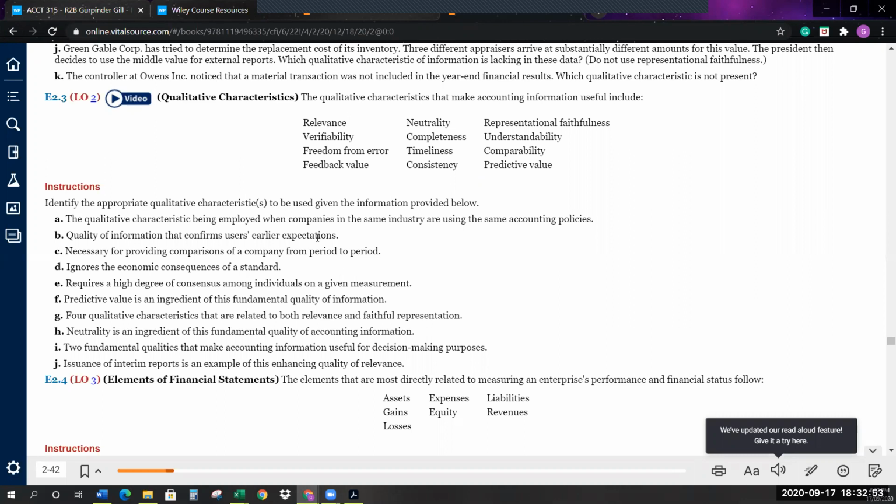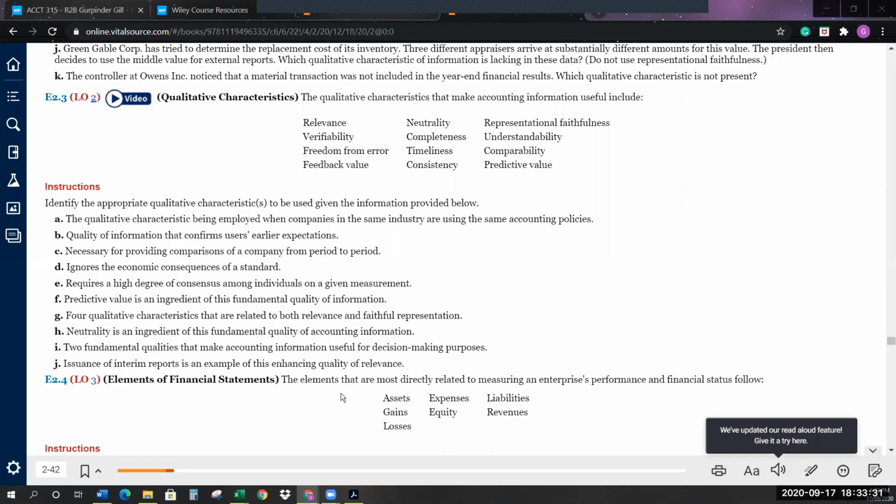D, ignores the economic consequences of a standard. That one is an interesting one. What do you think? Neutrality. Neutrality? Yeah. Okay, so why is that? That is right, it is neutrality. But what does that mean? It looks like ignoring something or a standard, just being neutral, not going to any side. Okay, close enough.